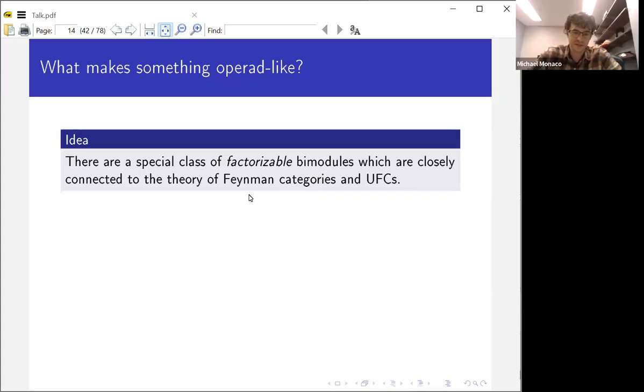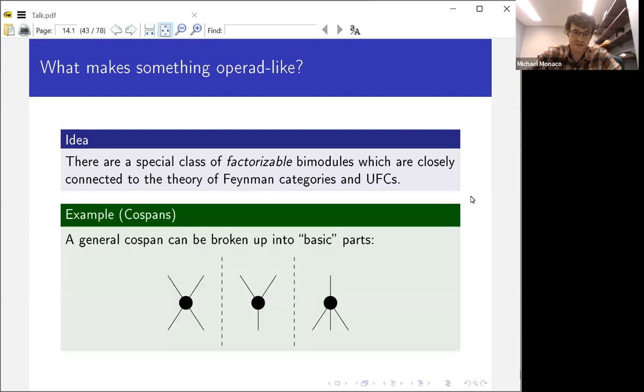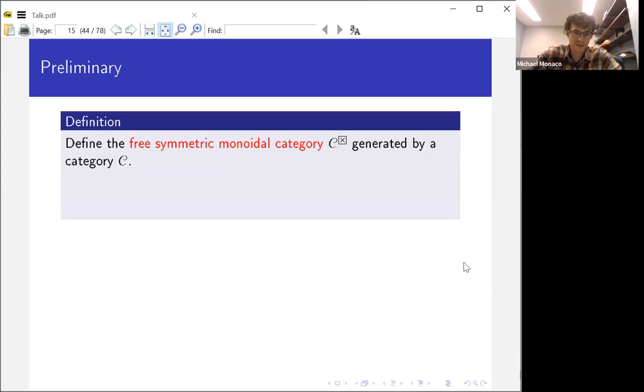Factorizable bimodules, which are closely connected to the theory of Feynman categories, unique factorization categories. As an illustration of that, we can consider cospans, and you notice that any graph obviously can be subdivided into its different connected components, and those generate all possible graphs. So to formalize this, let's first recall a definition.